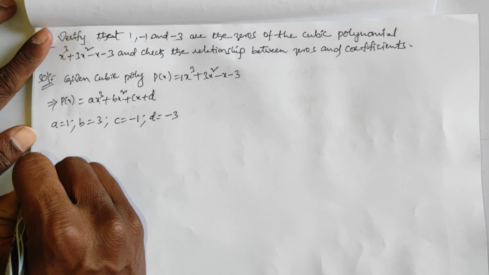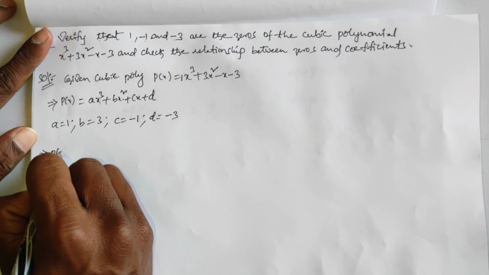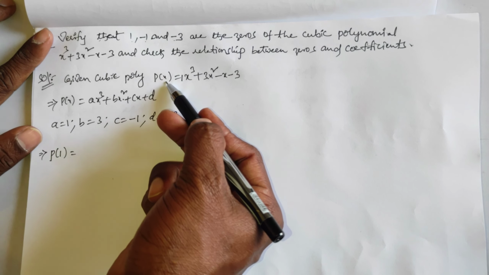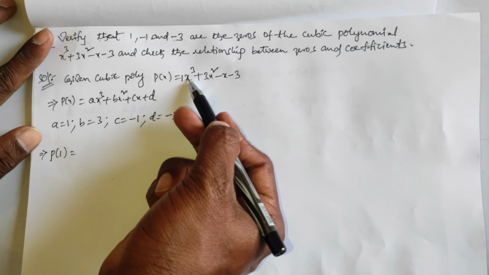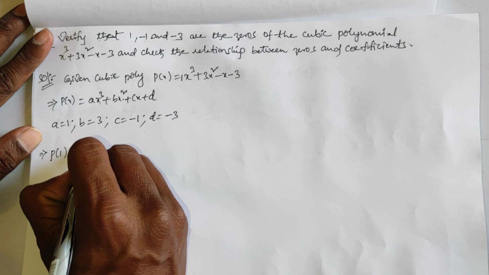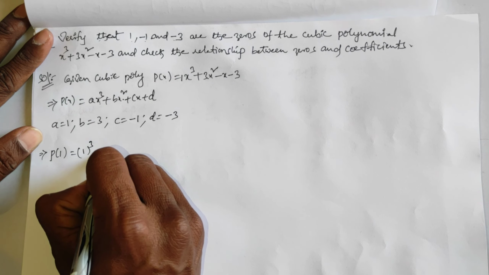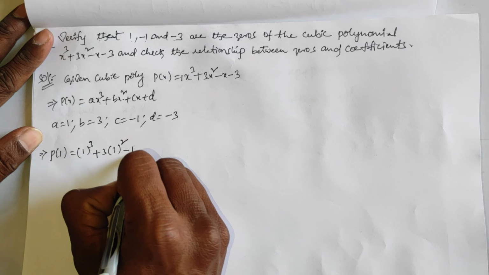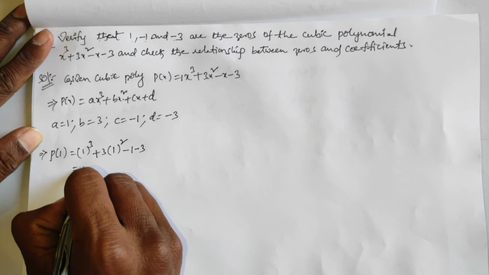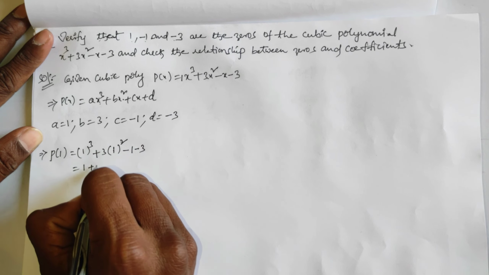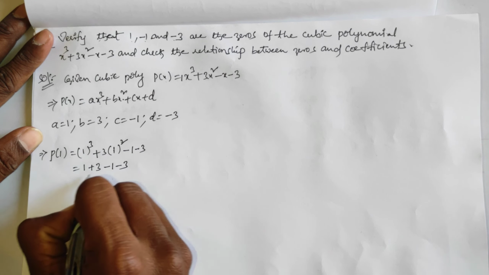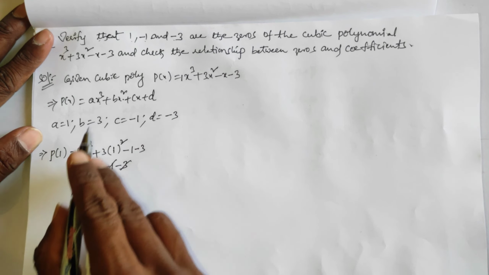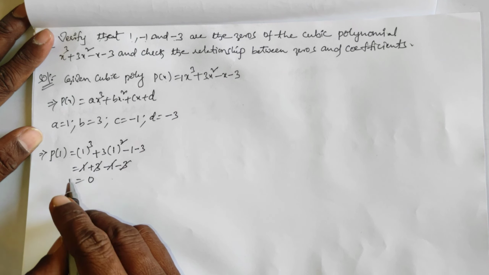Now see, here I am doing this. First I am considering P of 1. I am replacing x by 1 in the given polynomial. So it becomes 1 cube plus 3 into 1 square minus 1 minus 3. This is equal to 1 cube means 1, plus 1 square means 1, 3 ones are 3, minus 1 and minus 3. Now plus 1 minus 1, plus 3 minus 3 cancel, then the answer is 0. Yes. So 1 is verified as a zero of the polynomial.